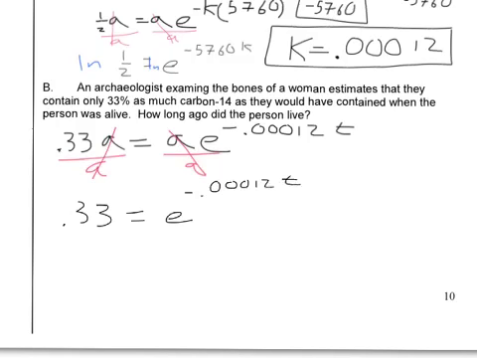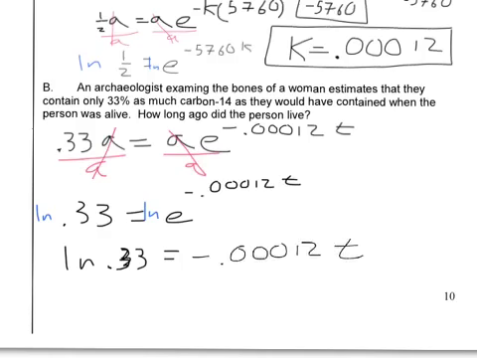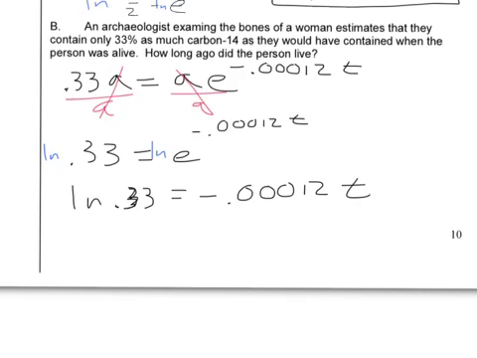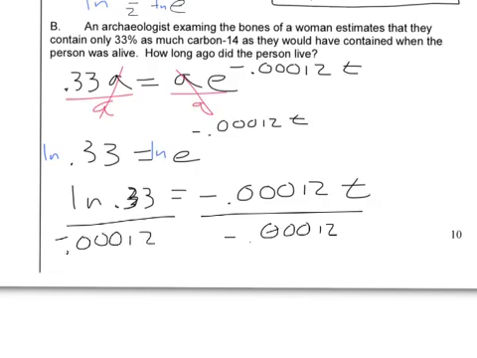0.00012 t. Once again, we're going to need to solve for a variable, so we can do this by taking the natural log of both sides. And so we have the natural log of 0.33 equals, and then the ln e just cancels out, and we're left with just the exponent, which is negative 0.00012 t. And so now we need to divide both sides by negative 0.00012. These guys cancel, and so your time is going to be whatever this is.